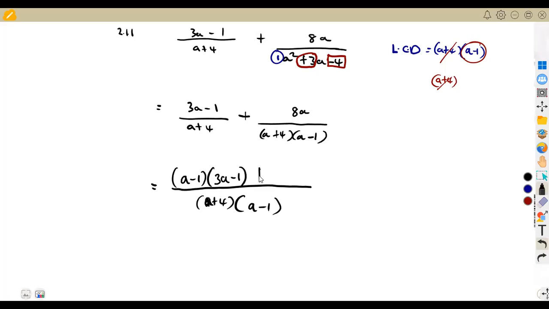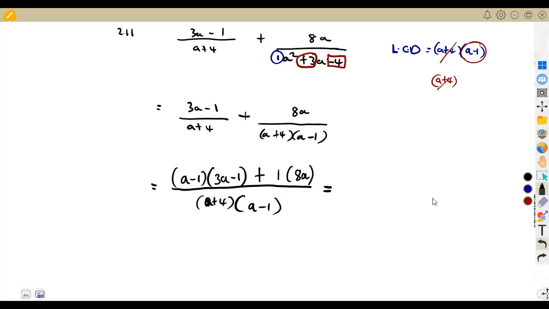Plus, we do the same thing. Our LCD divided by the LCD. As you can see, they are the same, they will just cancel. So it will give us a 1. So that's 1 times our numerator, which is 8a. So that is the condition of this question.